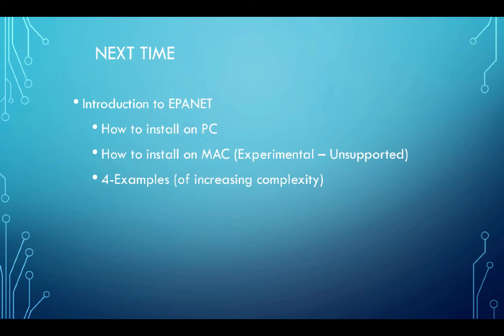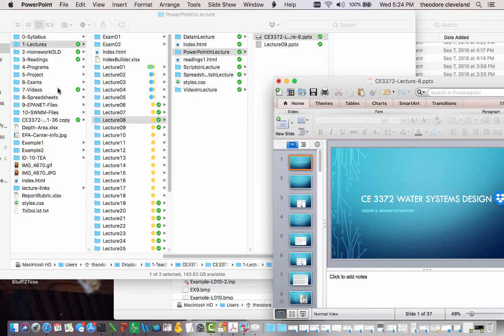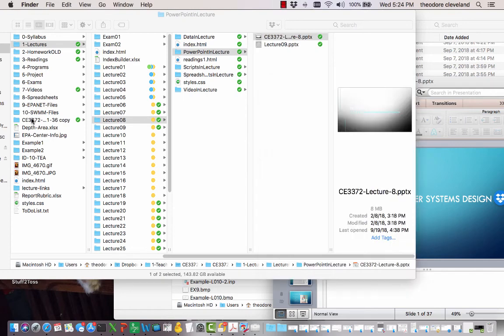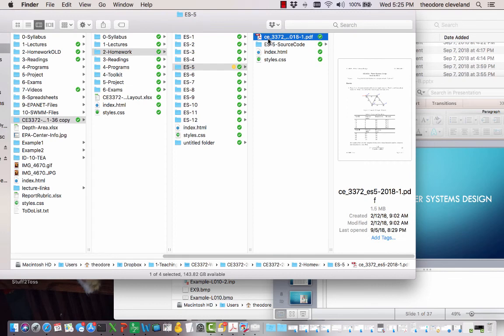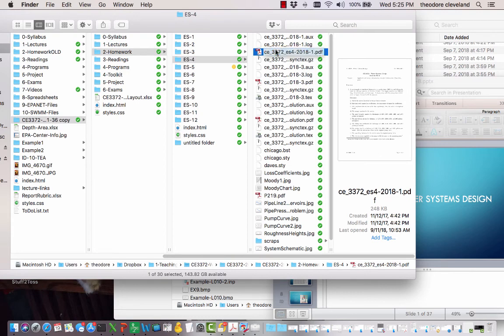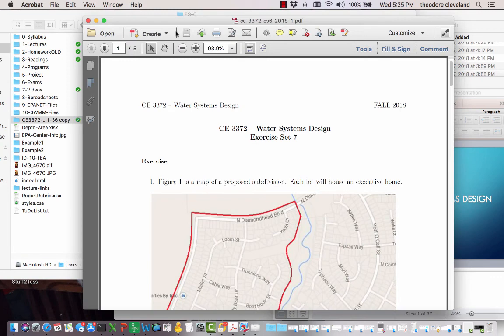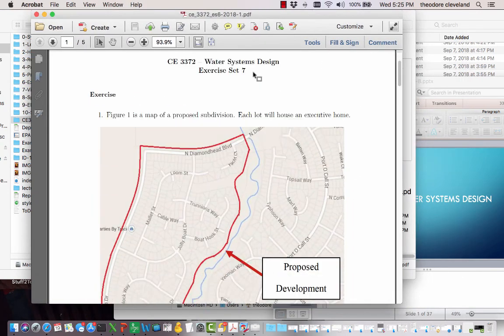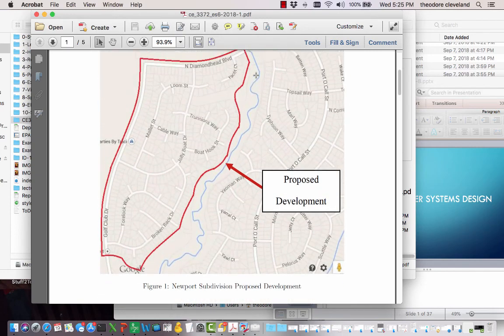So next time we're going to do an introduction to EPANet, how to install on PC and Mac, and then a set of examples. Let's go ahead and take a look at the exercise set relative to a subdivision and see how we could estimate demand.